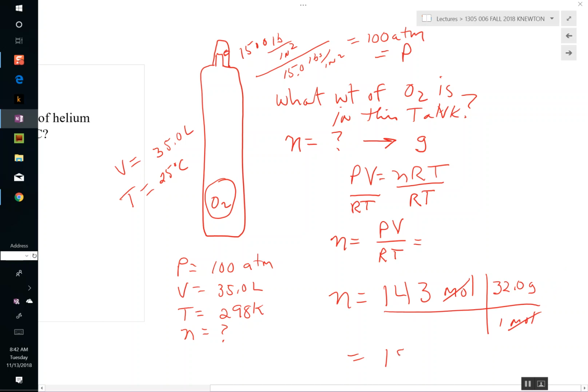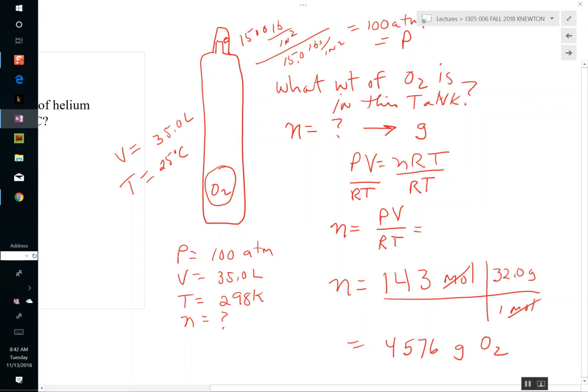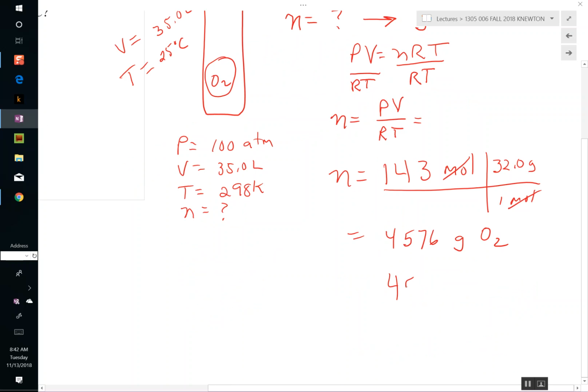4,576 grams. So 4,576 grams of oxygen, or maybe 4,580. You could round that off to 4,580 grams of oxygen.